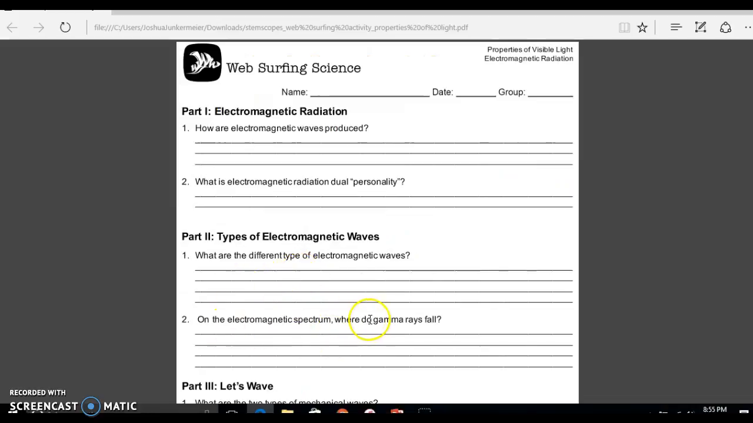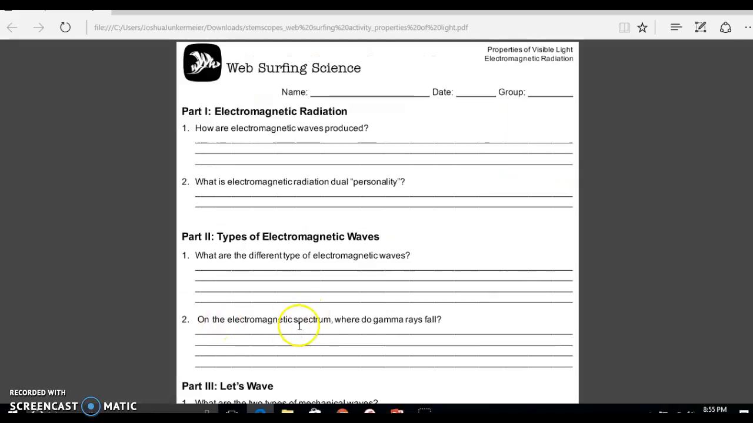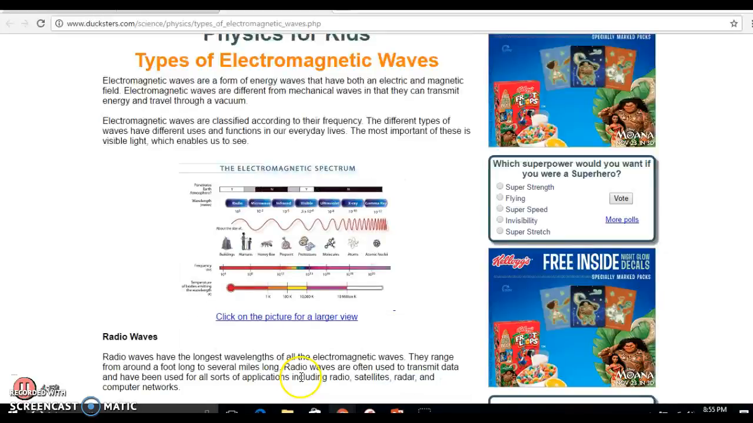On the electromagnetic spectrum, where do gamma rays fall? We could do two things. We can look right here, and you could click on this picture and see it larger. Gamma rays are on the far right side over here. You could say on the far right, but that's not enough information. You could also say on the far right where the waves look really tight, so you could describe what you see here. You could also describe based on this idea called frequency.